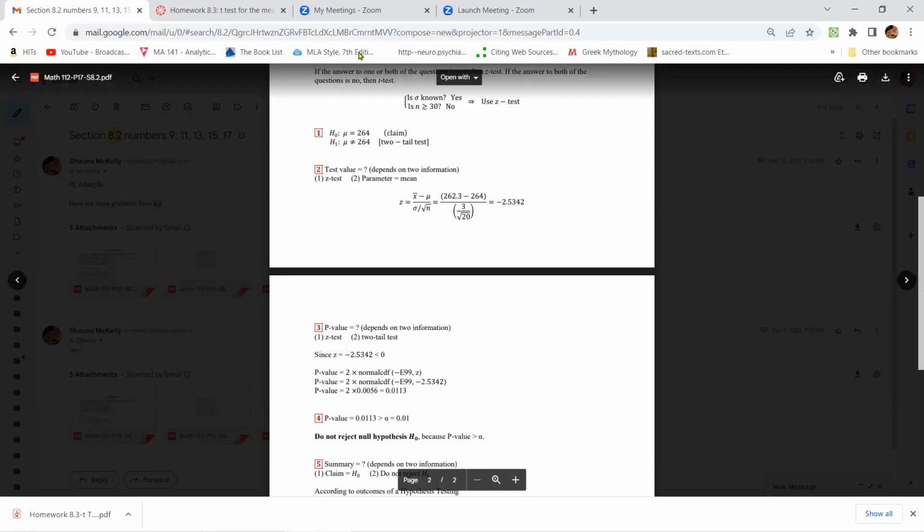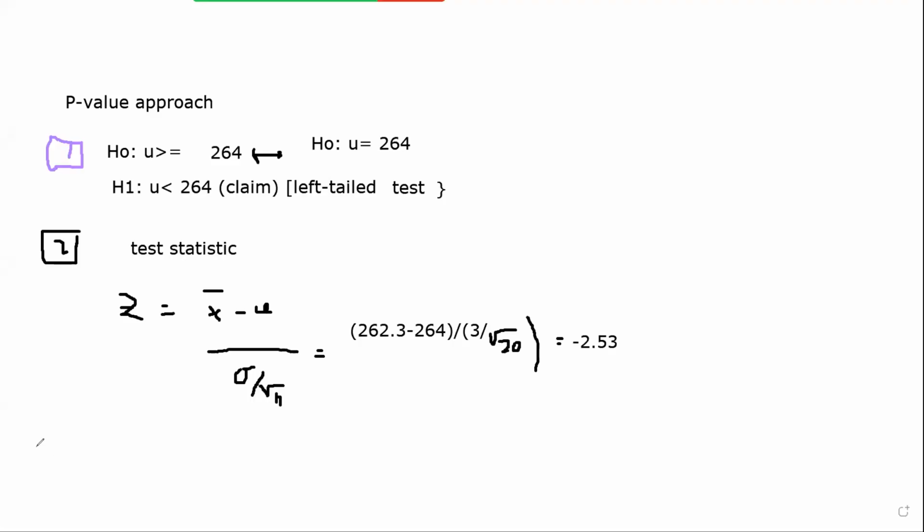So here we're going to do this. Our p-value, because our test statistic is on the left side and our alternative is going to the left, we're going to do our p-value, and your p-value, I'm actually going to put number 4 up here so we can look at it.